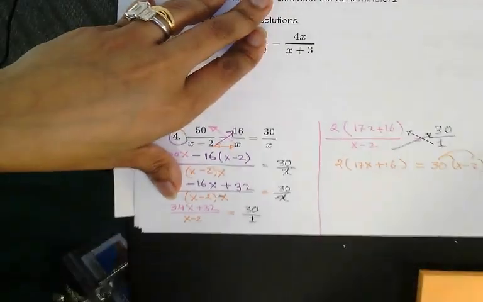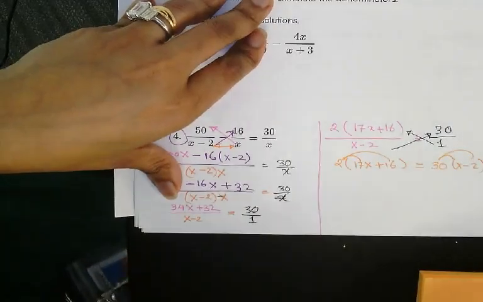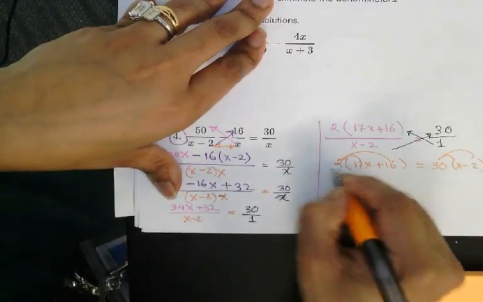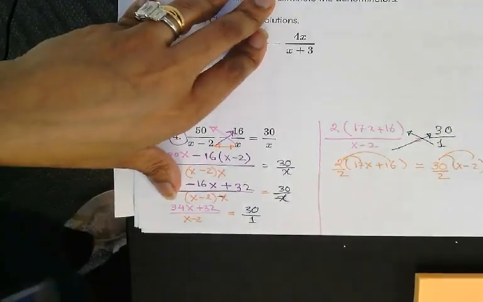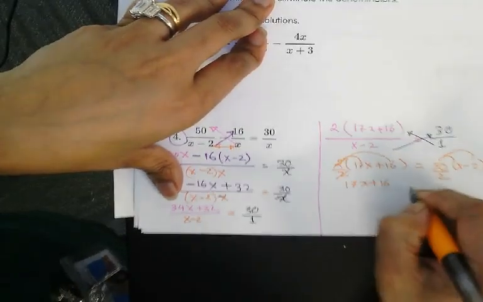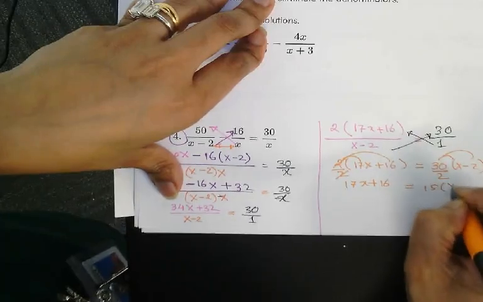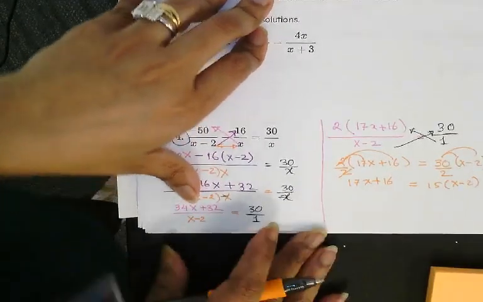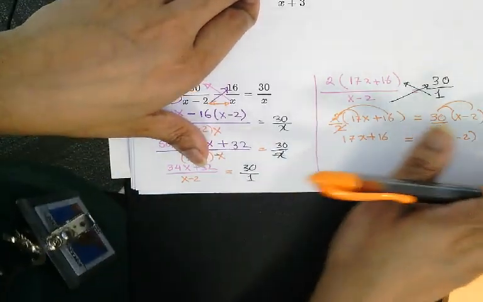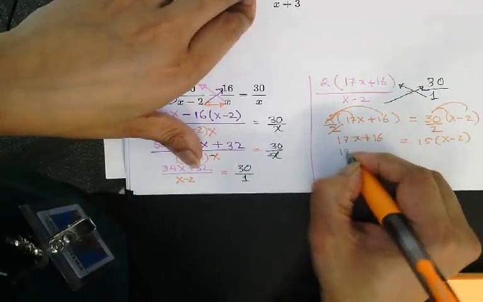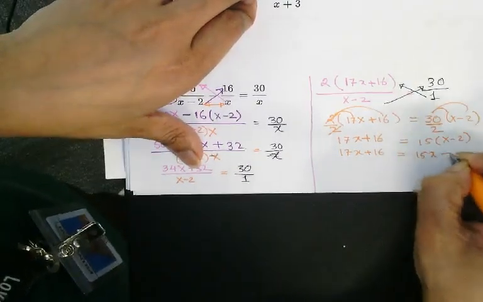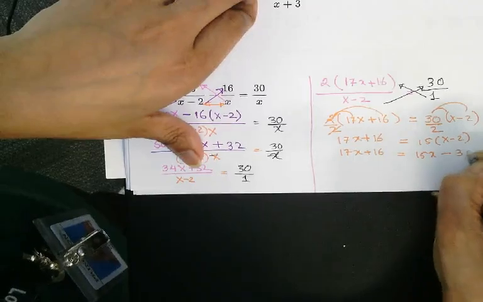Let's distribute. We just took the GCF of 2. Instead of distributing, let's just divide. So I can simplify first and deal with a simpler number. Again, you don't have to. If you just continue working, still you are going to have the same one. I just wanted to simplify it. So 17x plus 16 is going to be equal to 15x minus 30.